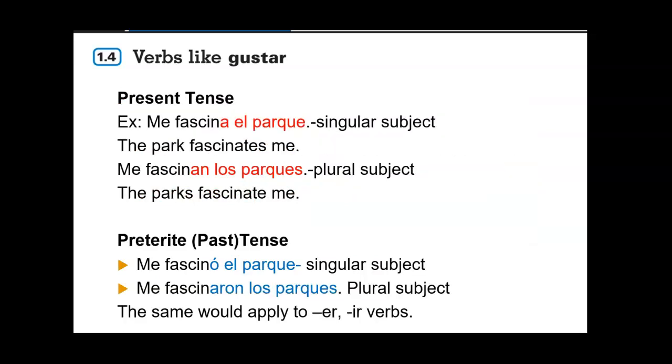All right, so I gave you guys some examples. So present tense, notice that this is a singular subject. El parque, what is it that fascinates me? The park fascinates me, I love the park. So it's going to be an a. If I say parks, then I'm going to switch that ending to an. If I wanted to say past tense, me fascinó el parque, I liked the park, or the park fascinated me. It's going to be ó with an accent. If I'm going to make it plural subject, then it's going to be aron. The same would apply to er-ir verbs.